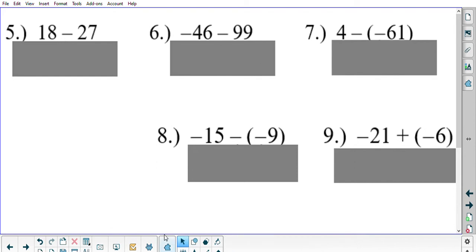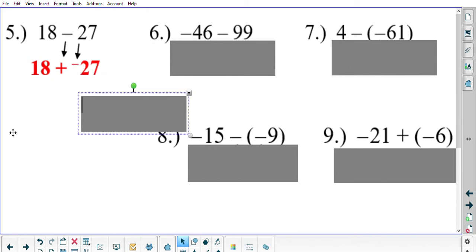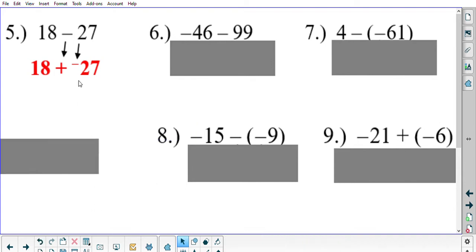Problem number 5. First number is 18, then we have minus 27. Do we change the first number? No. So everybody write this down. 18 stays 18. Bring it down. Subtraction. What does it become? It becomes addition. What about the number that was to the right of it? We'll follow the rule of the day. Subtraction is the same as adding the opposite. What's the opposite of 27? Negative 27. If you want to put that in parentheses, you may, but you don't have to.